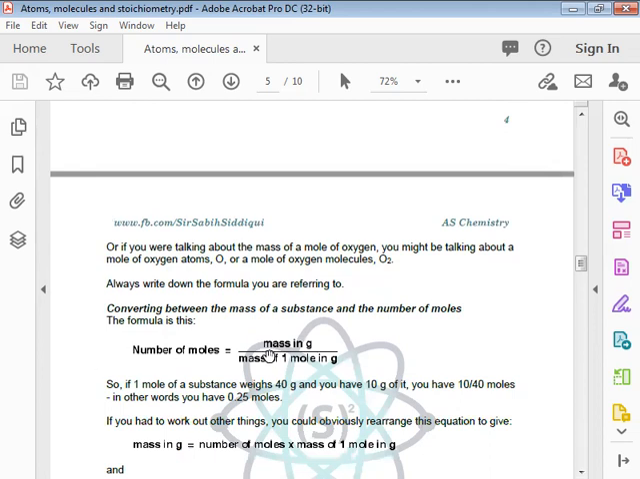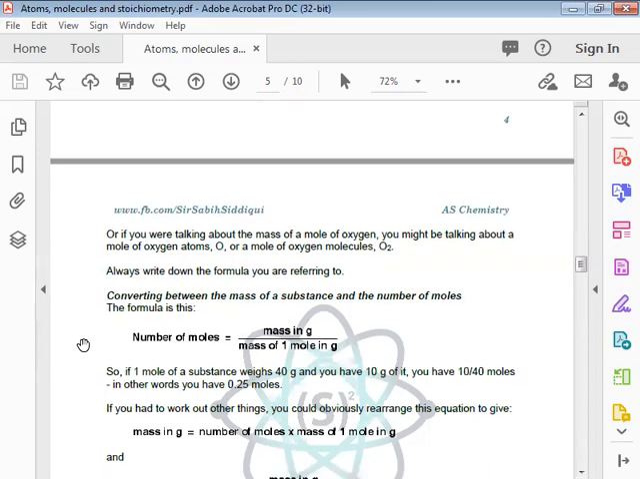Number of moles can be written as mass in grams divided by Mr/Ar, because numerically it's the same thing. The mass of 1 mole comes out the same numerically, which is its relative formula mass or relative atomic mass. Is this clear? So the easier way to write it is number of moles equals mass in grams upon Mr/Ar. Is this clear?